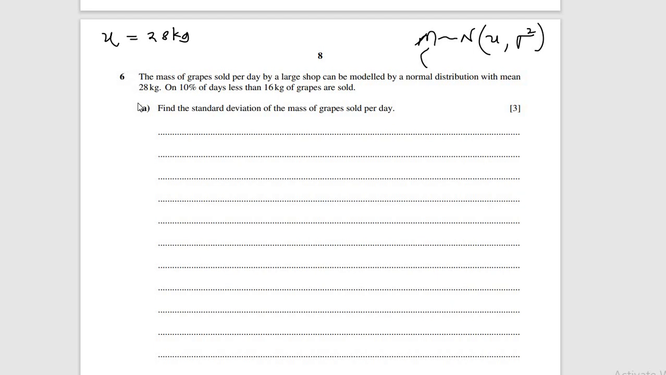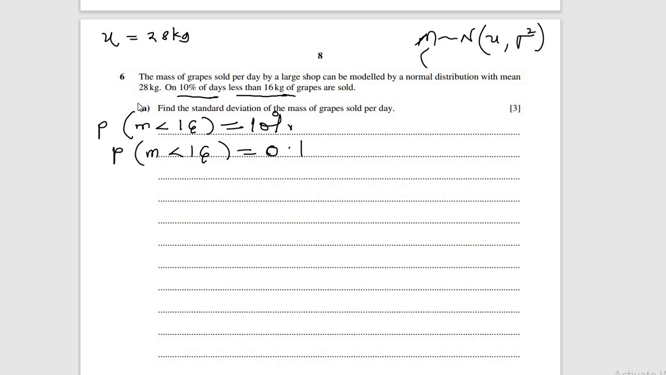So on 10% of days, less than 16 kg of grapes are sold. Probability of M less than 16 kg is 10%. That's the meaning. Probability of M less than 16 is 10%, that's 0.1. You have to find the standard deviation.